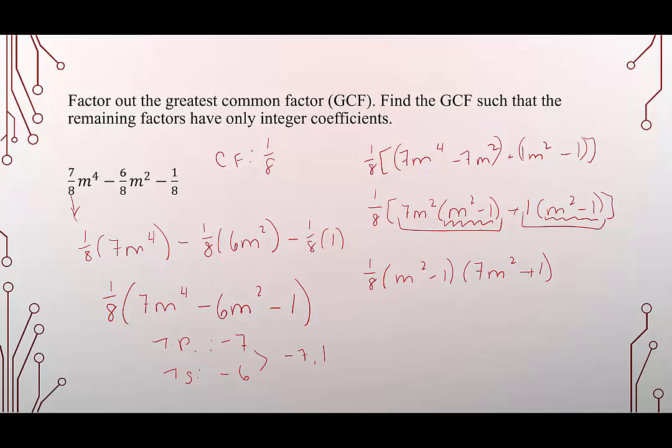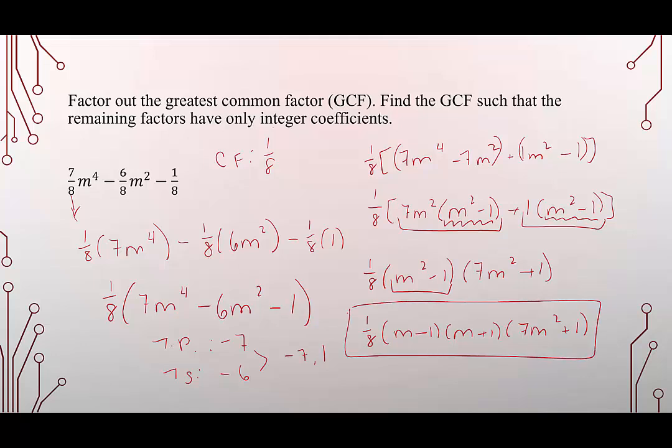And well, this isn't wrong, but it's not completely factored. Why isn't it completely factored? Because look right here, m squared minus 1, that's a difference of squares. Differences of squares factor into root minus root times root plus root. So we have one more step here. We have our 1/8 out in front. We're going to factor m squared minus 1, root minus root times root plus root. And then 7m squared plus 1, we can't factor that any further. So here we end up with 4 factors overall, and the only factor that has any sort of fraction is that leading coefficient, which is what we wanted according to the directions.